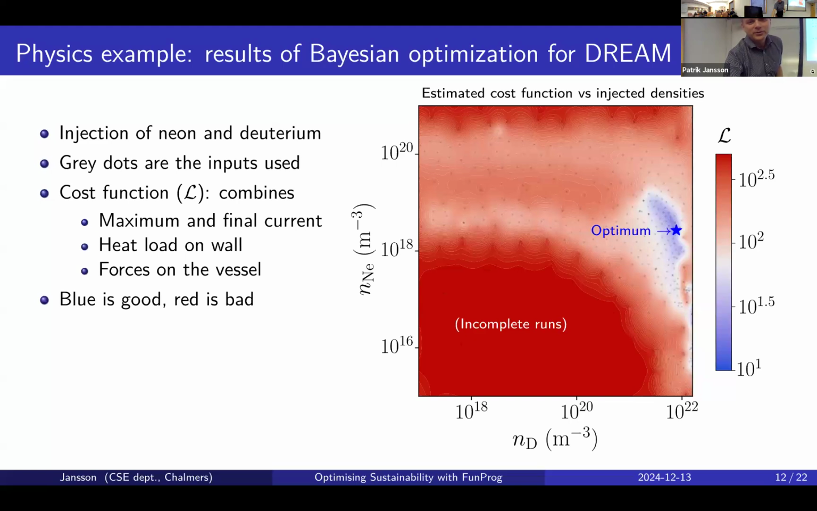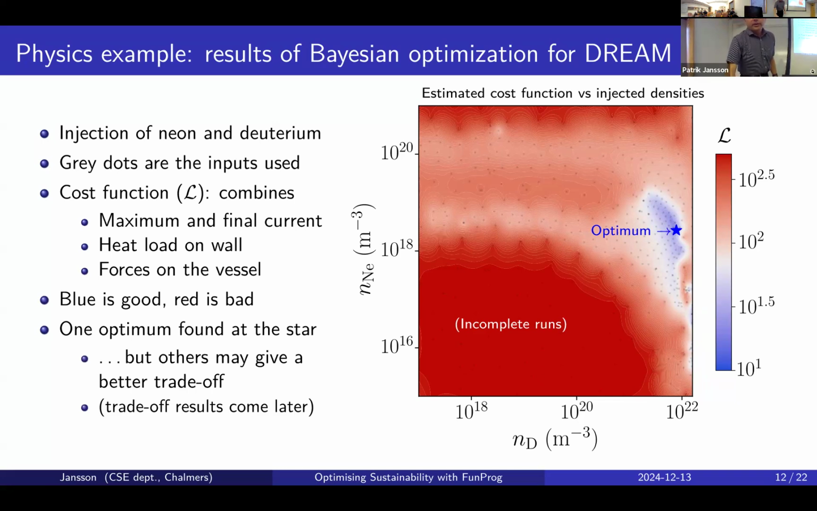Anyway, I should say blue is good, red is bad. And yes, one optimum is at the start, but we really want to know the full trade-off curve and to explore a little bit closer. I will get back to that at the end of the talk.